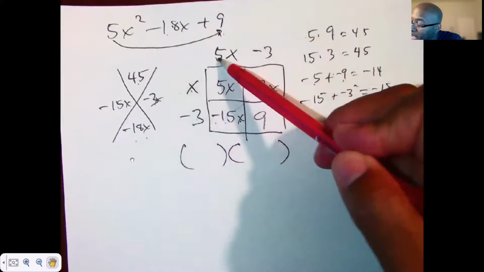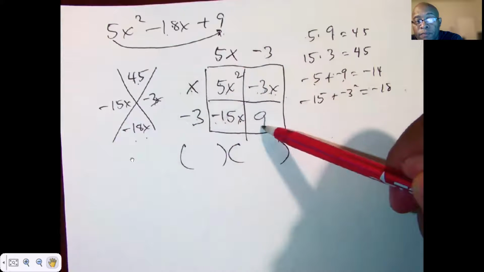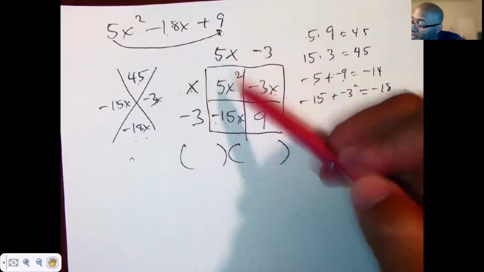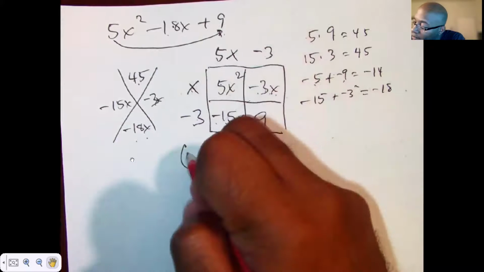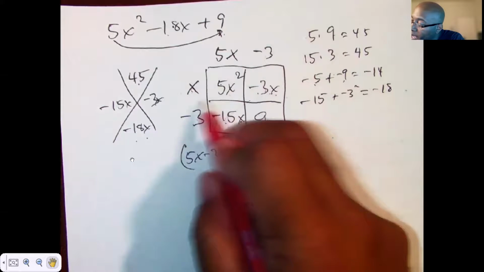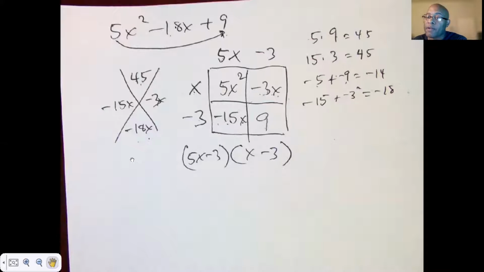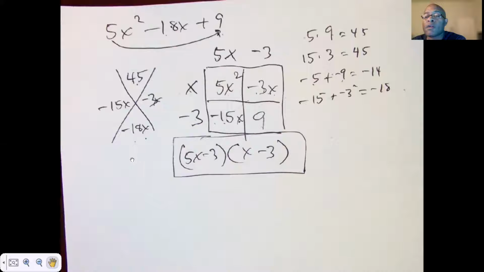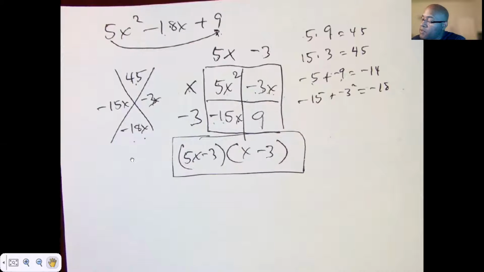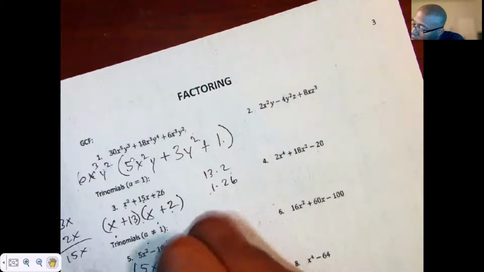So let's go over this again so you can see this. Negative 3 times 5 is negative 15. Negative 3 times negative 3 is 9. X times 5x is 5x squared. X times negative 3 is negative 3x. So we have our factored form: 5x minus 3 times x minus 3. These are our factors right there. So for this problem it is 5x minus 3 times x minus 3.